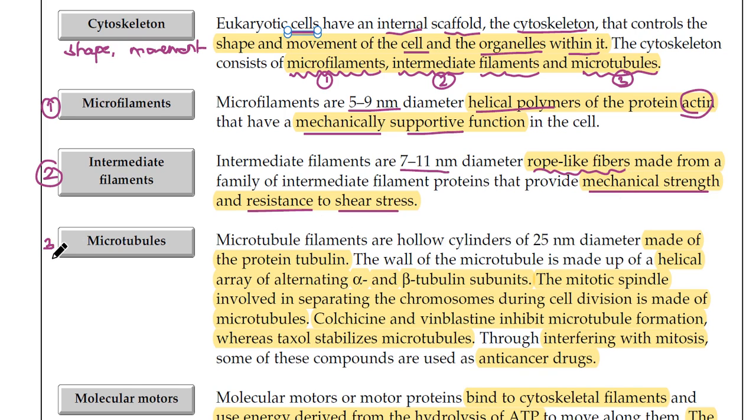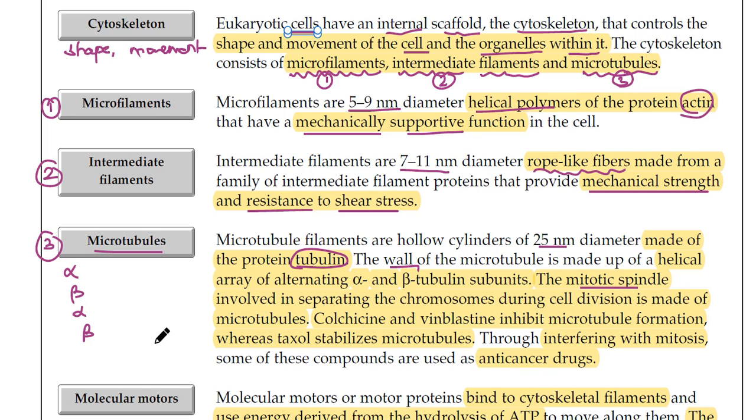The third type is microtubules. They are even bigger than intermediate filaments and they are made up of the protein tubulin. The walls of the microtubule are made up of an array of alternating alpha and beta subunits.